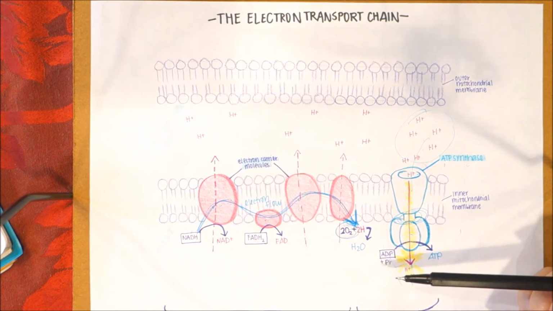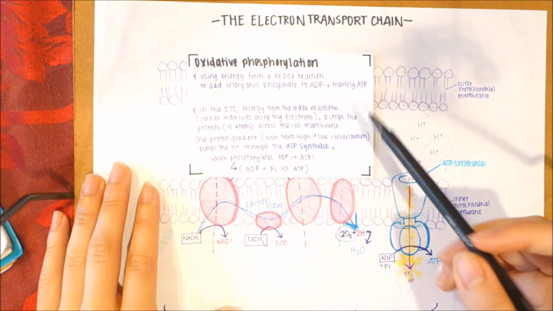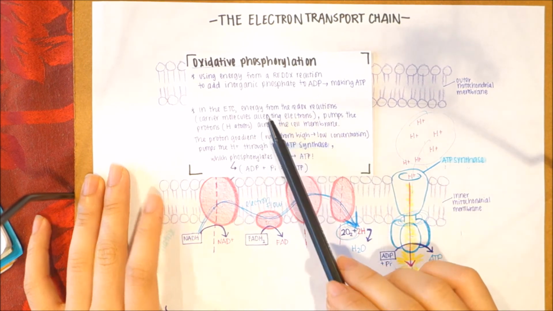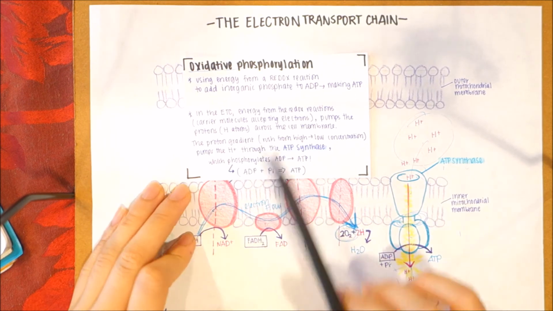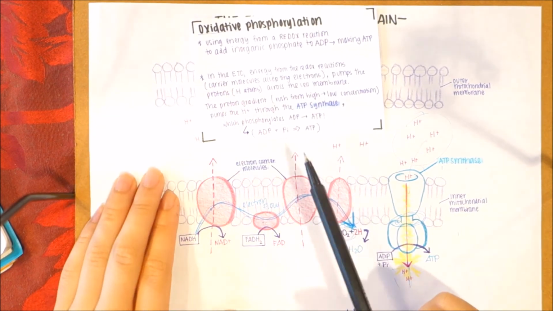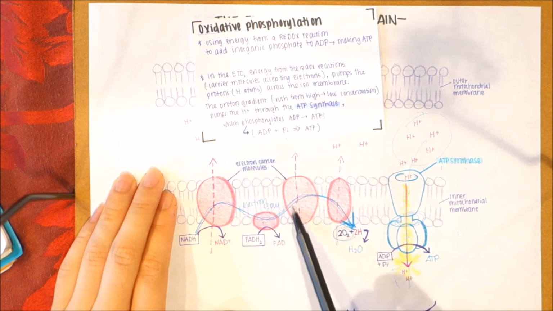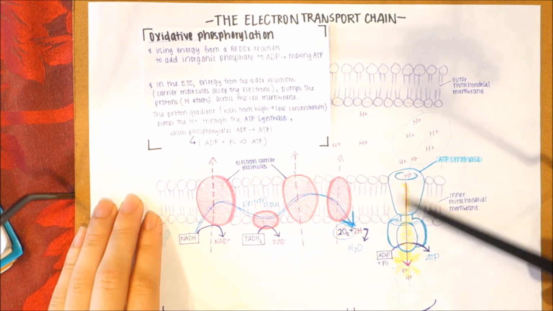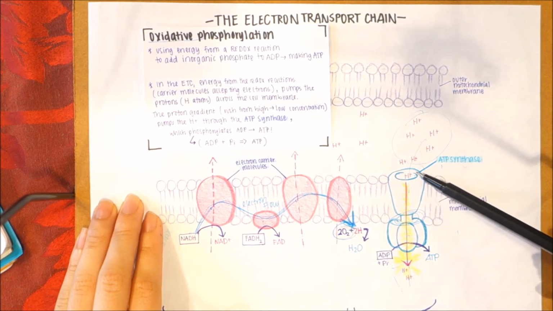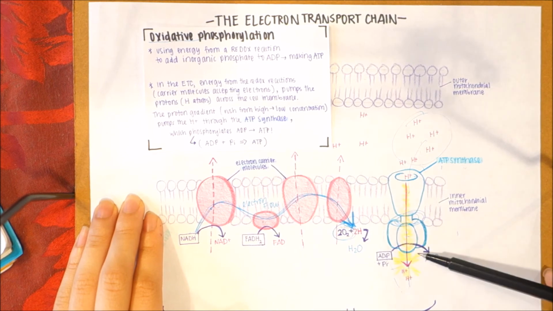Oxidative phosphorylation is: in the electron transport chain, energy from the redox reactions, which is these carrier molecules accepting electrons, and while they're accepting electrons, they're also pumping out these H protons through the membrane. This proton gradient pushes the high to low concentration. Remember, the flow through this ATP synthase phosphorylates ADP to ATP.